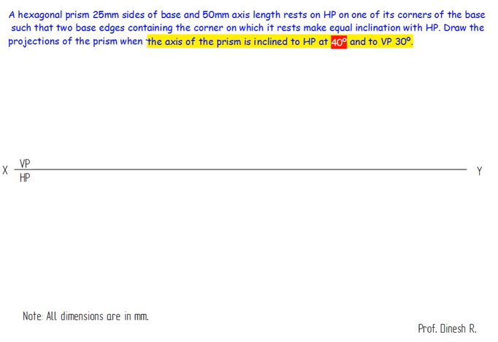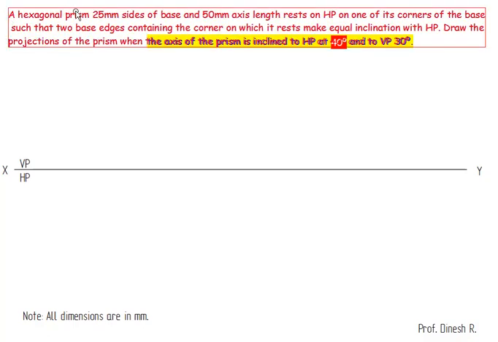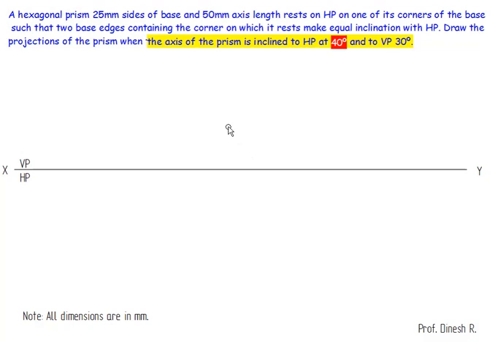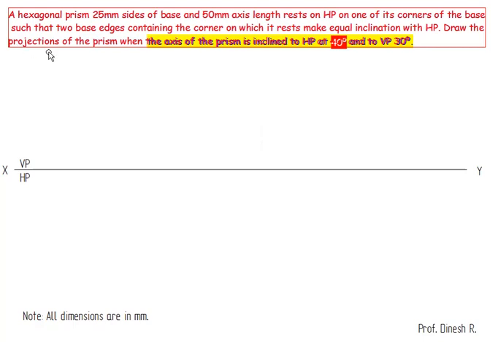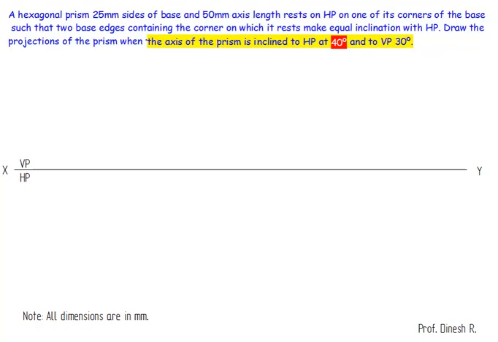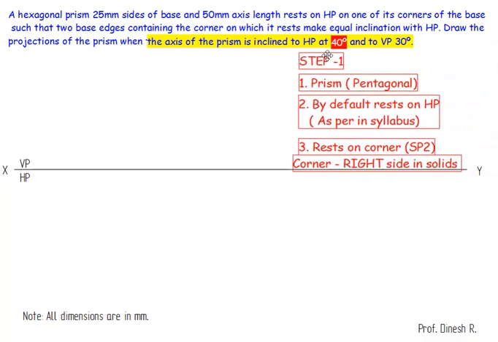Hello students, let's see the next problem: projection of a hexagonal prism, with just one more face added to a pentagonal prism. In this case, the prism side length is 25 and the axis length of the prism is 50 mm, resting on HP on one of its corners of the base. So this is the first step.